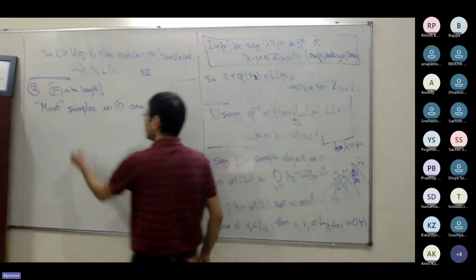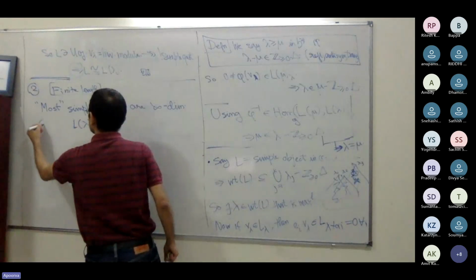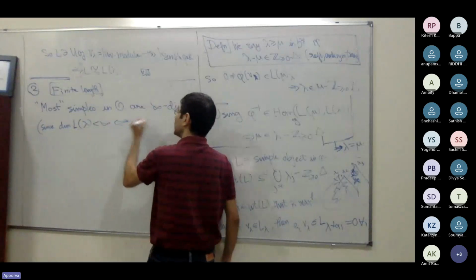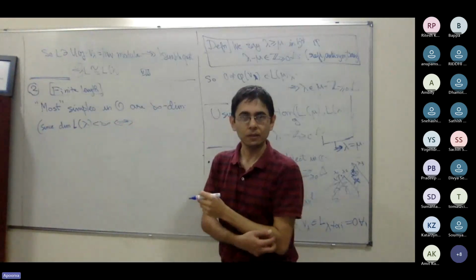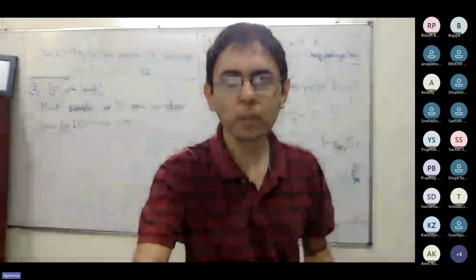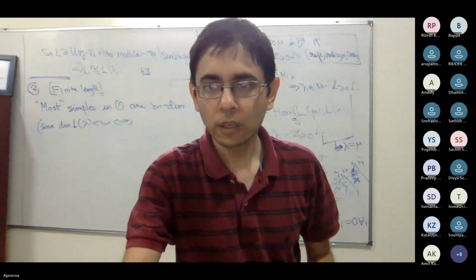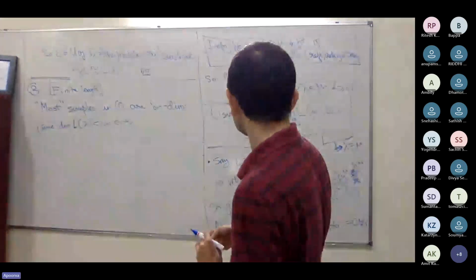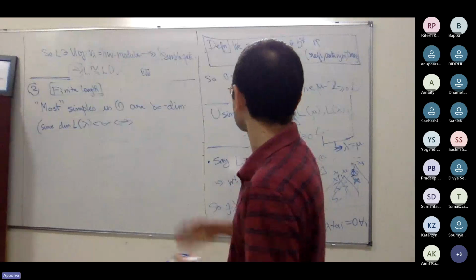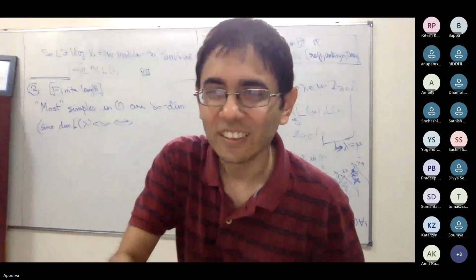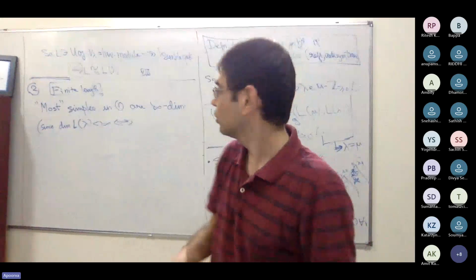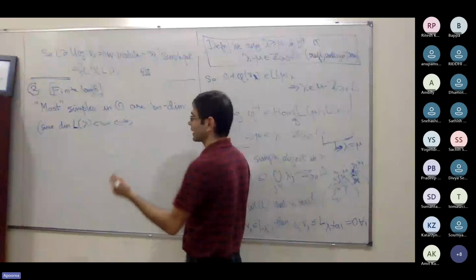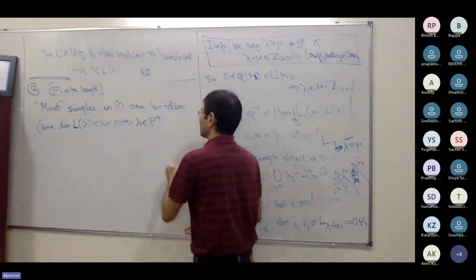Why? Because the simple modules are L lambda. And this L lambda is finite dimensional if and only if what? What do you know about lambda for finite dimensional? Well, you can figure it out. What do you know about when L lambda is finite dimensional? This was done last week, right? The Weyl character formula: lambda belongs to P plus.